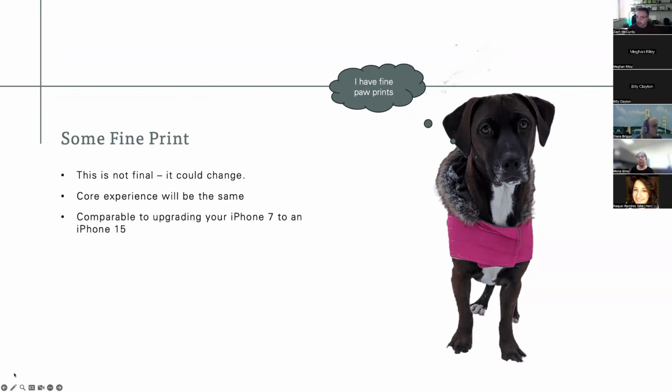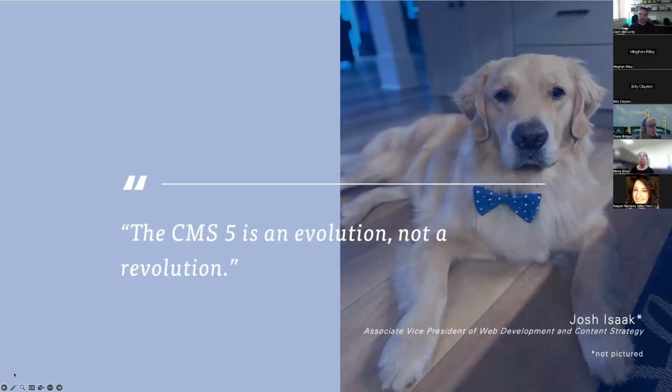You've already learned how to use the iPhone, right? From the iPhone 7. You don't have to relearn how to use it from the iPhone 15. You're essentially getting a bigger, better, brighter, faster phone with more features. So think of that with the CMS4 going to the CMS5. You're not going to have to relearn how to use the CMS. You're just going to have new features that are going to be bigger, better, and faster. Basically, the CMS4 is the iPhone 7. The CMS5 is the iPhone 15. I just wanted to lay those out just in case you had any questions.